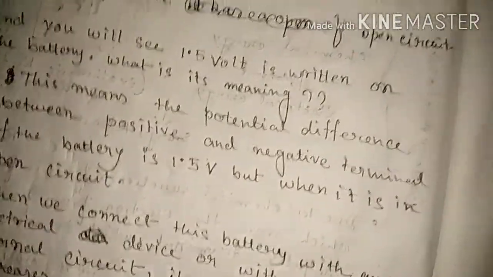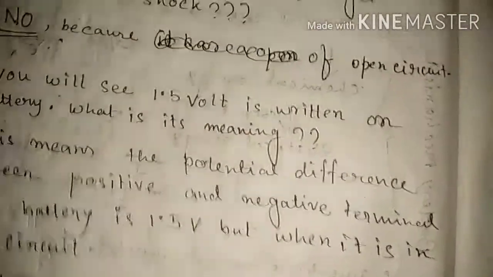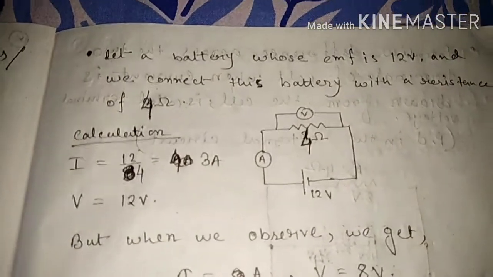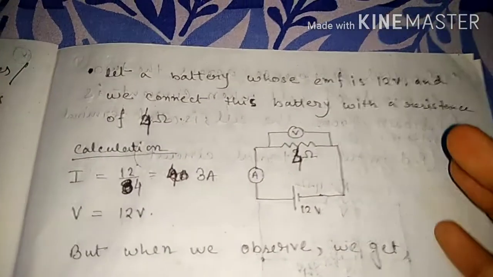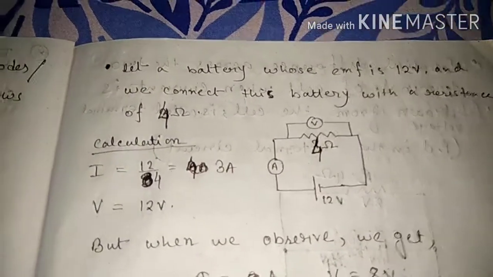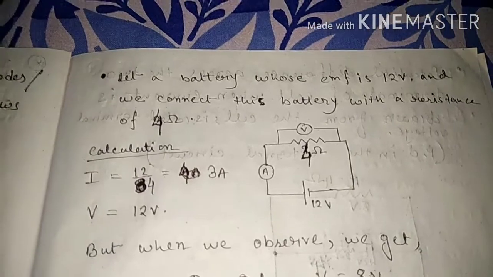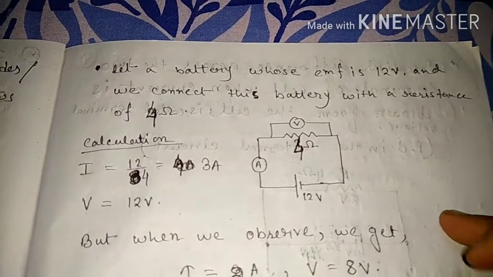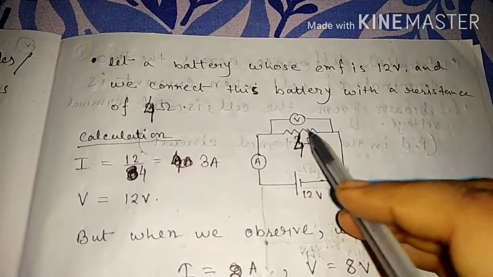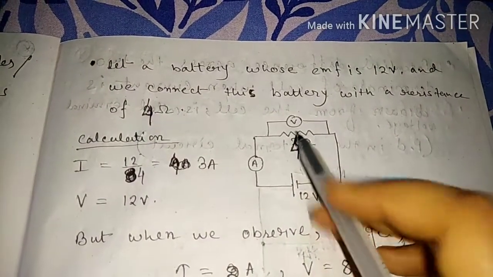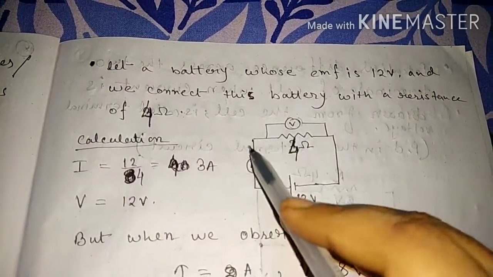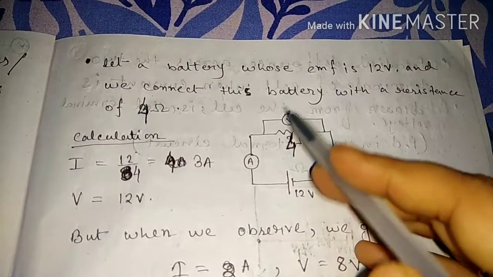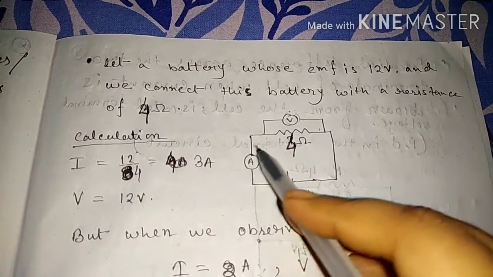Okay, now take one example. See this circuit. We use a battery whose EMF is 12 volt. When you buy a battery from the market, 12 volt is written on it, that means 12 volt. We connect this battery with a resistance of 4 ohm.